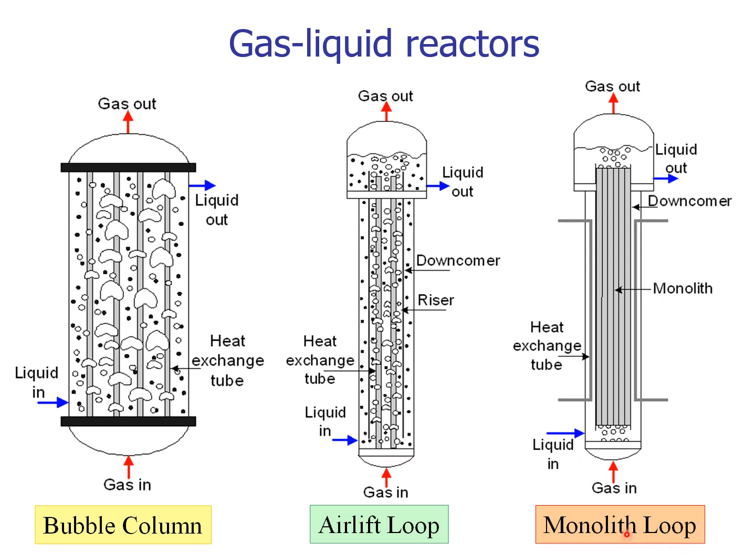A monolith reactor configuration is one in which the riser portion of the airlift reactor is replaced by a monolith bundle, and there is gas and liquid upflow inside the multi-channel of the monolith construction. The gas disengages at the top, and the liquid is recycled back to the inlet.